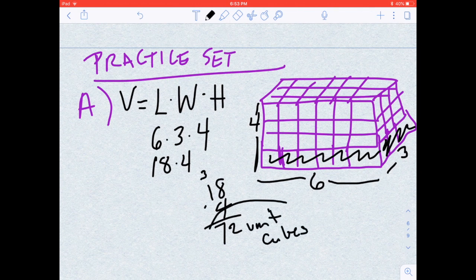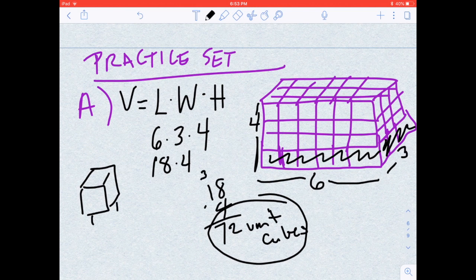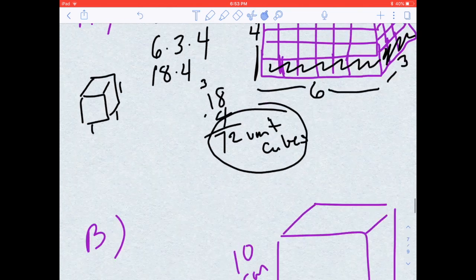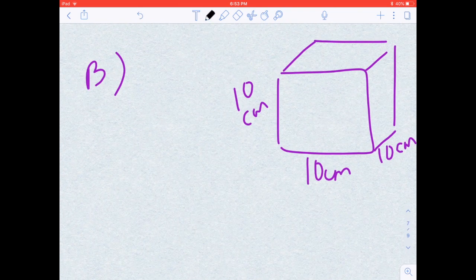Okay, when they say unit cubes, all they're saying is a cube that has 1, 1, 1, like that. Okay, and whatever unit they're wanting. They don't tell us the unit, so we're not going to worry about it. Okay, that's letter A.